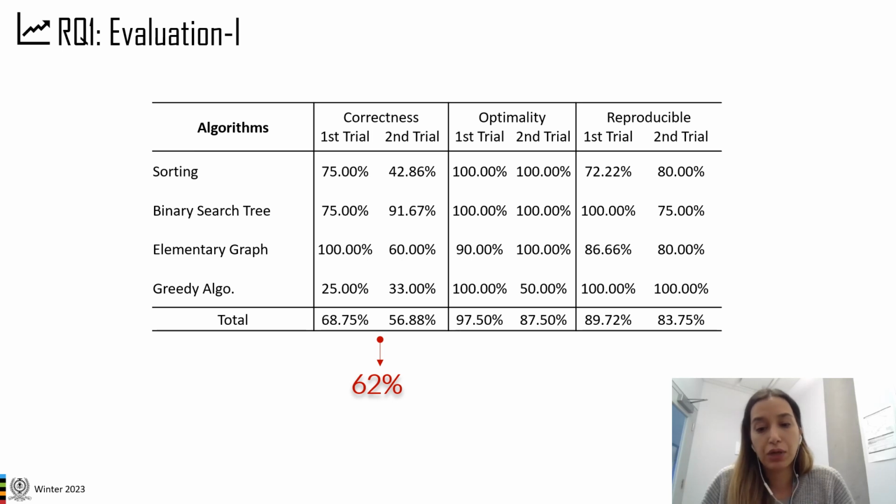The solutions that we collected from Copilot for these 20 tasks show that Copilot cannot find the correct solution for almost 50% of the problems. But the interesting point is that of the 62% correct solutions that Copilot generated for these problems, they are optimal 95% of the time.